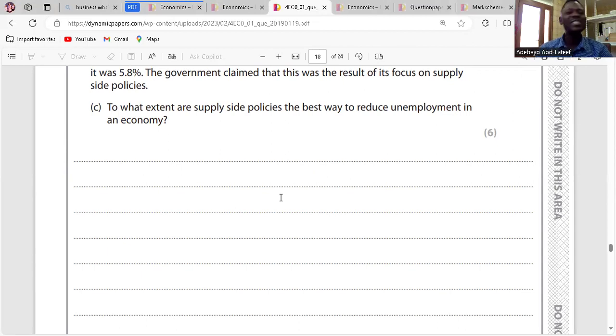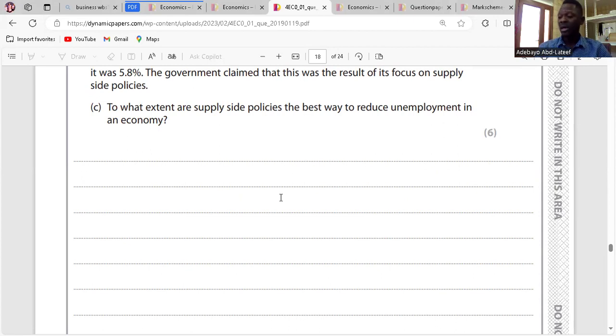Two, it doesn't solve seasonal and cyclical unemployment. There's cyclical and seasonal unemployment, and supply-side policy cannot solve them. It can also be expensive. The policy might be too expensive, not for the workers, but for the government, because it's government policy. It might be expensive for the government.